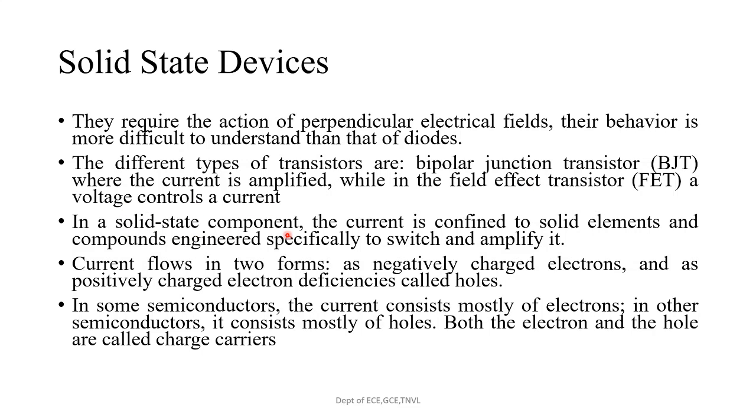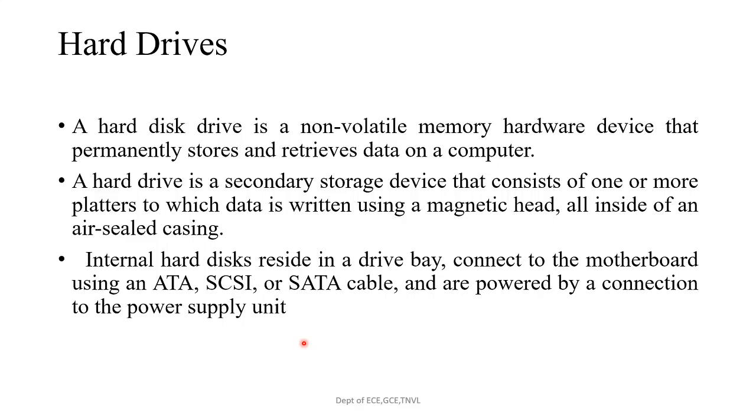In a solid state component, the current is confined to solid elements and compounds engineered specifically to switch and amplify it. Current flows in two forms, as negatively charged electrons and as positively charged electron deficiencies called holes. In some semiconductors, the current consists mostly of electrons. In other semiconductors, it consists mostly of holes. Both the electron and the hole are called charge carriers.